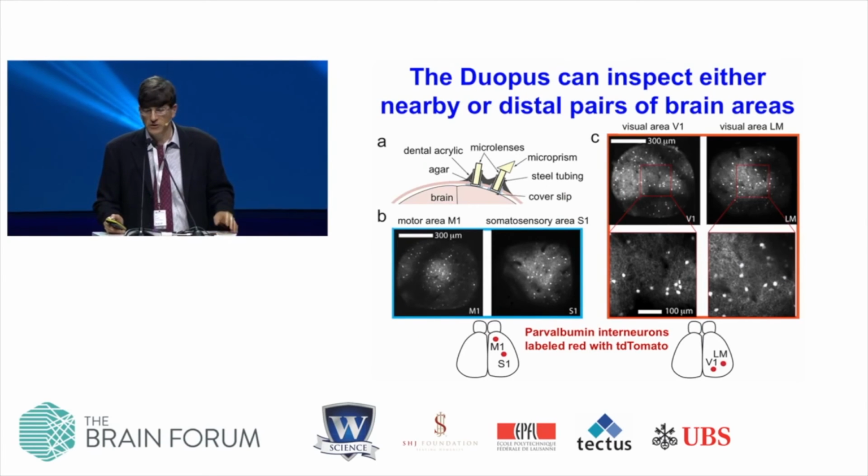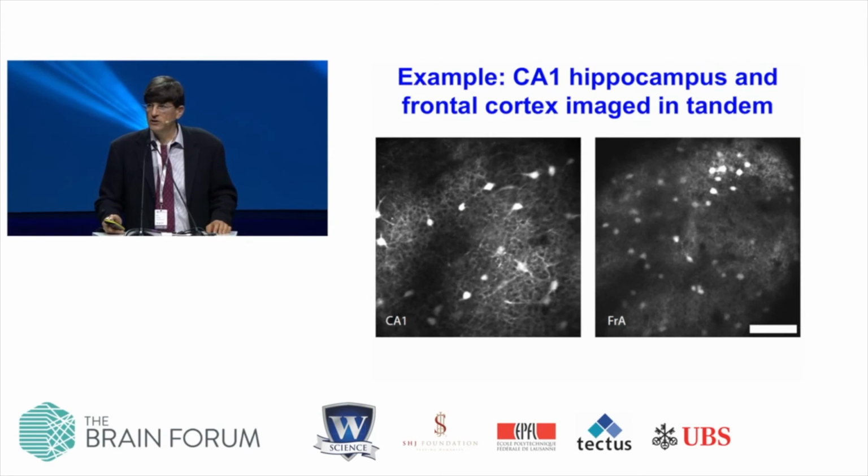So here are some examples: motor cortex and somatosensory cortex on the left, 2 different visual cortical areas on the right, so the areas can be nearby or further apart. Since they're microendoscopes, we can either use them toward the brain surface or in deeper tissue. So here's a pair of images acquired in hippocampus and in the frontal cortex.